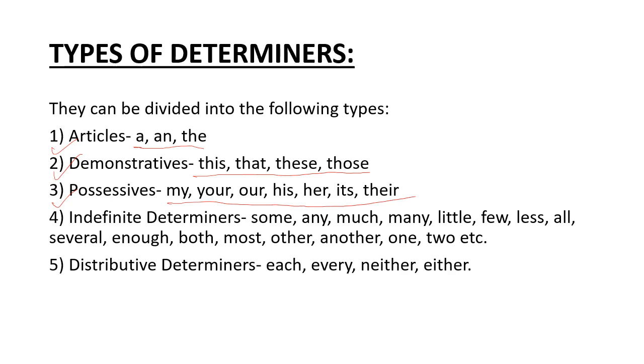Then fourth one, indefinite determiners. In indefinite determiners, we have quantifiers and numbers. You can see here. Then fifth one, distributive determiners. In distributive determiners, we have these four: each, every, neither, either. We'll know about all these determiners in our further slides.